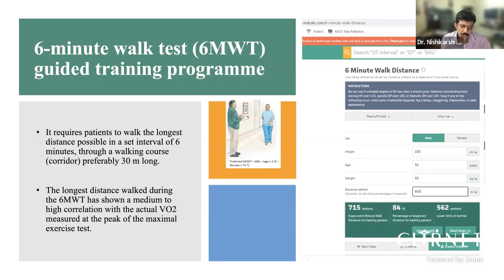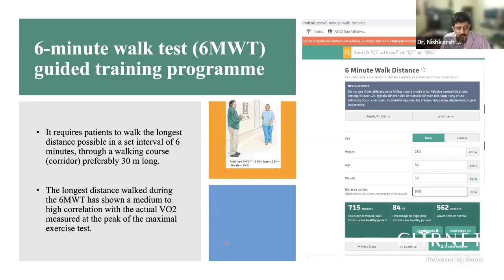The longest distance walked during the 6-minute walk is shown to have a medium to high correlation with the actual VO2 measured at the peak of exercise in the CPET machine, or the cardiopulmonary exercise testing machine. So this is an important, easy test we can do bedside. We need not have expensive equipment. Even without them, we can still assess the patient's fitness and see the improvement in fitness over time by our exercise intervention, which we do.